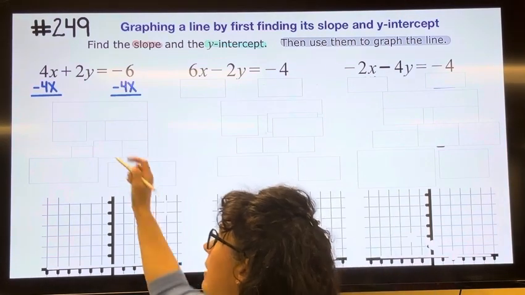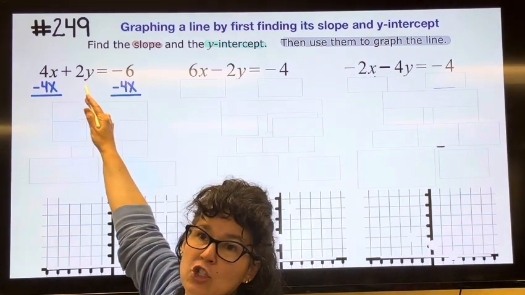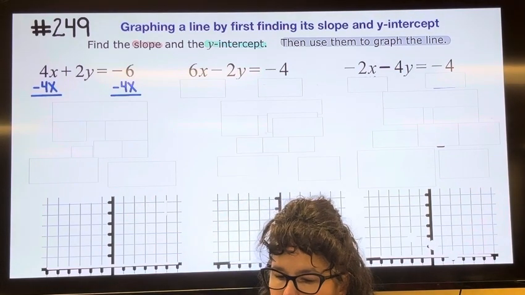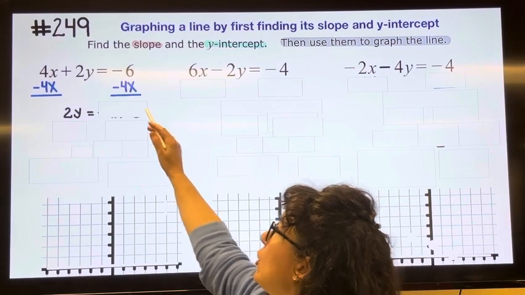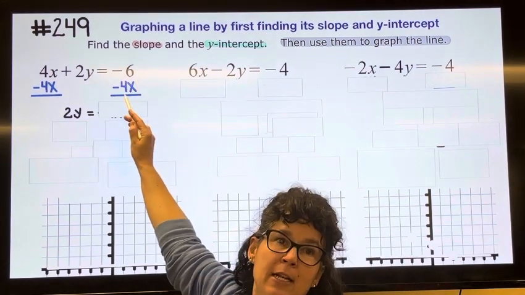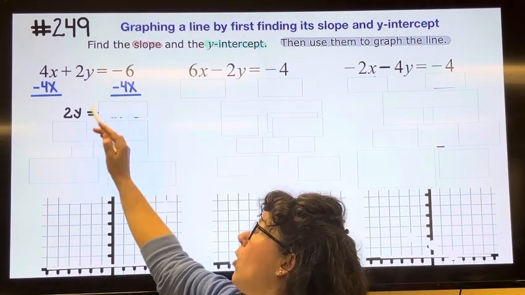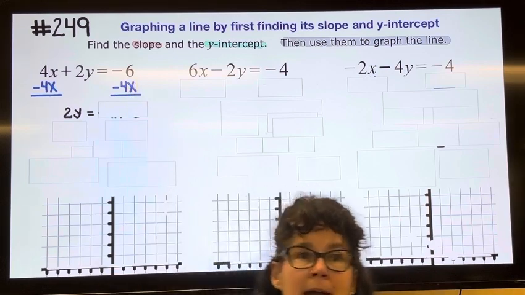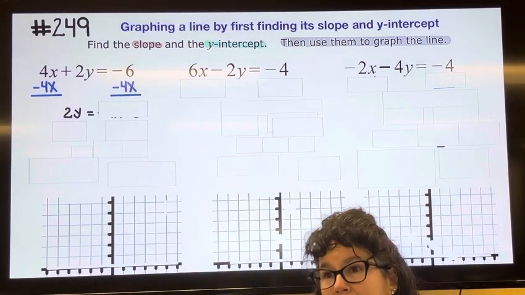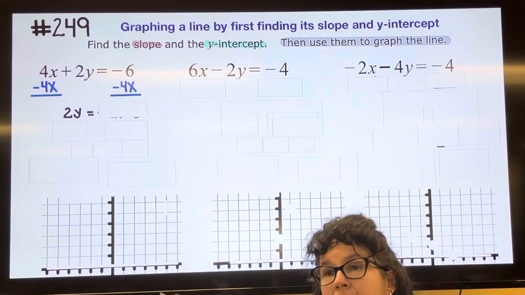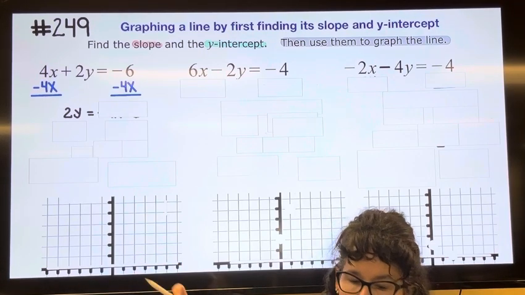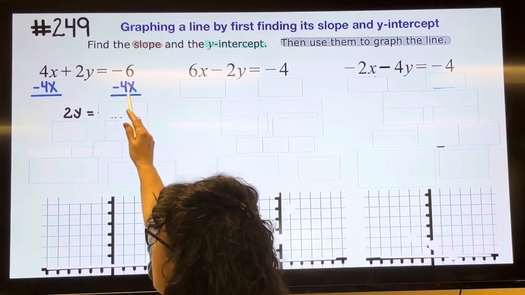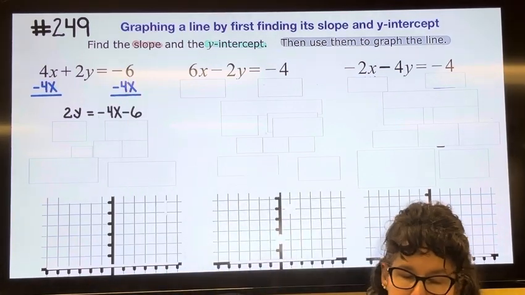Then what we have left over on the left side is just the 2y. And then I have a choice. I could write negative 6 minus 4x, or I could write negative 4x minus 6. But I want the x's first because I'm trying to force it to look like mx plus b. So I'm going to choose to put negative 4x and then the minus 6.